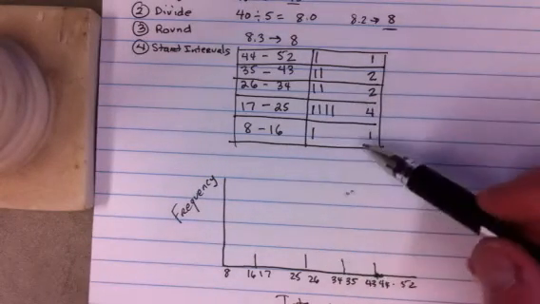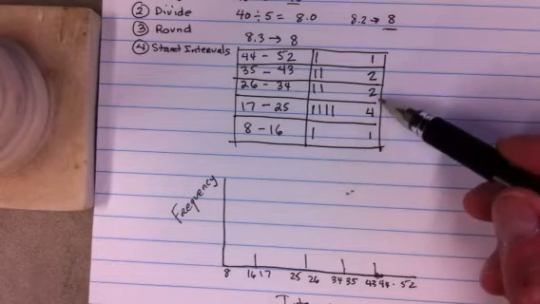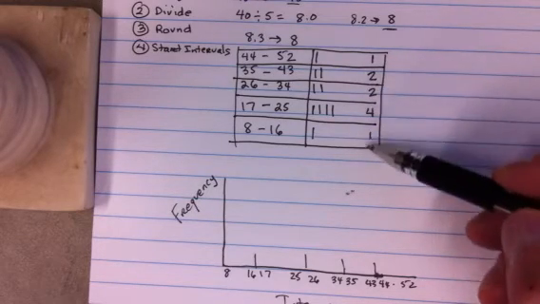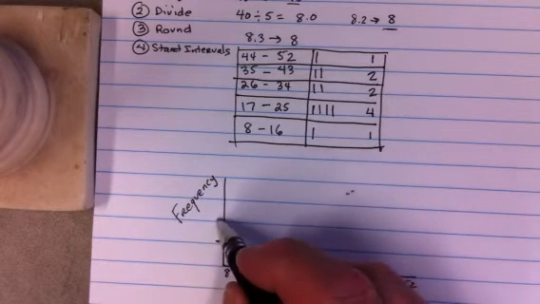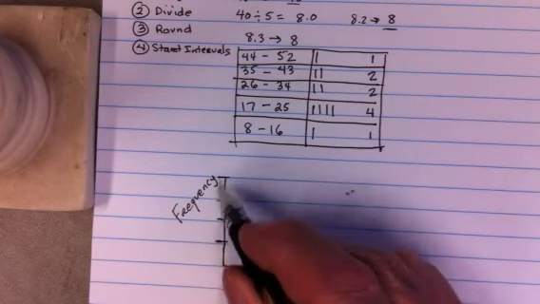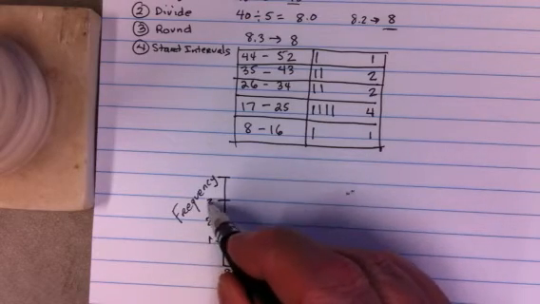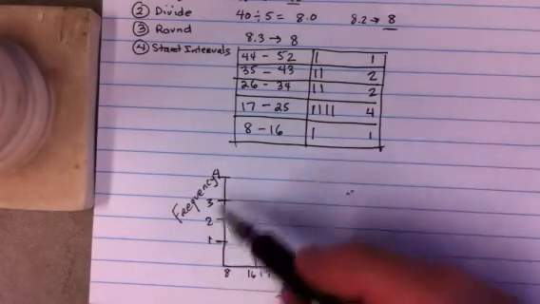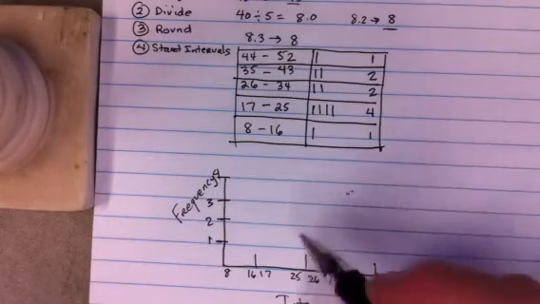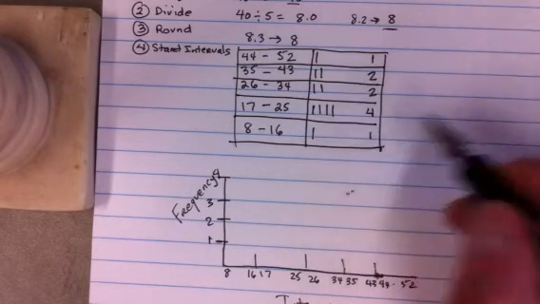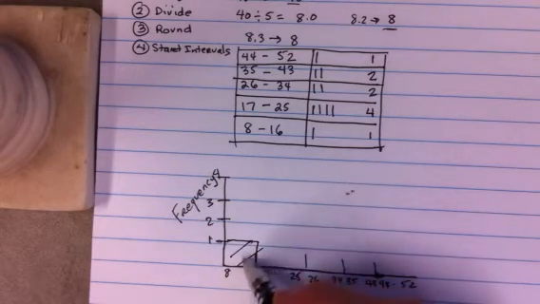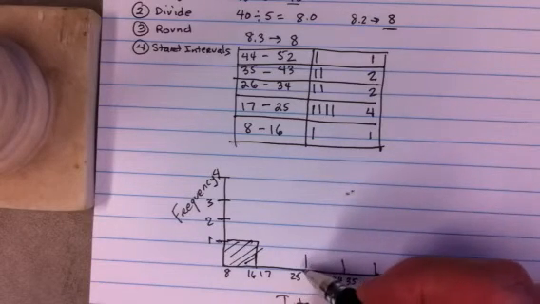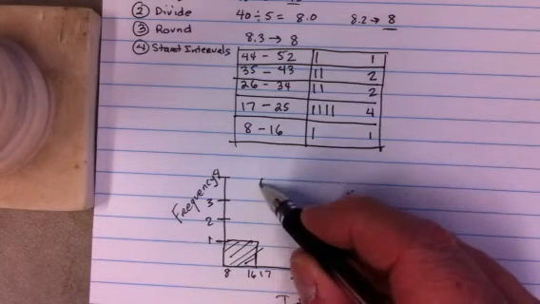Now I have to see how tall each of my bars are. The largest number I'm going to have to graph is 4, so that makes my scale pretty easy to figure out. 1, 2, 3, 4. I'm going to label them. So the first column, 8 to 16, is only 1 unit tall. Notice these bars are going to be touching one another. It's a histogram. 17 through 25 is 4 units tall.